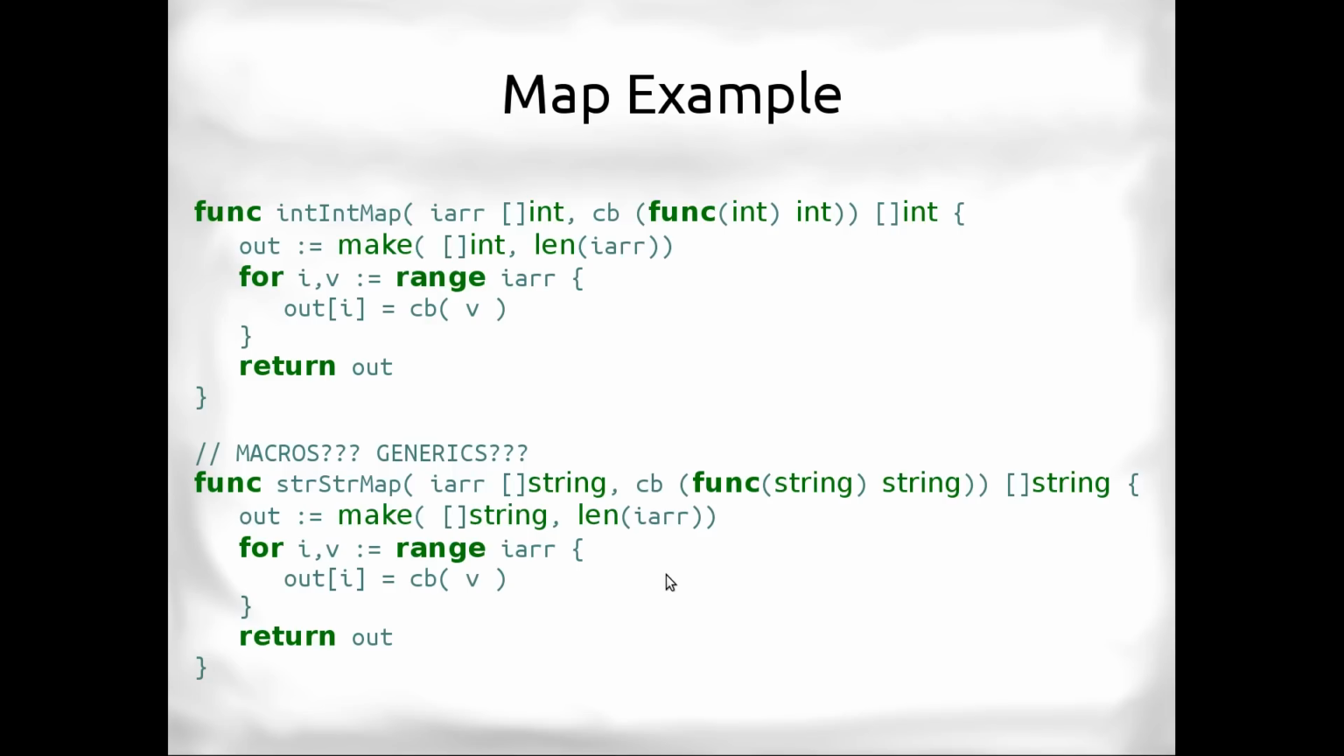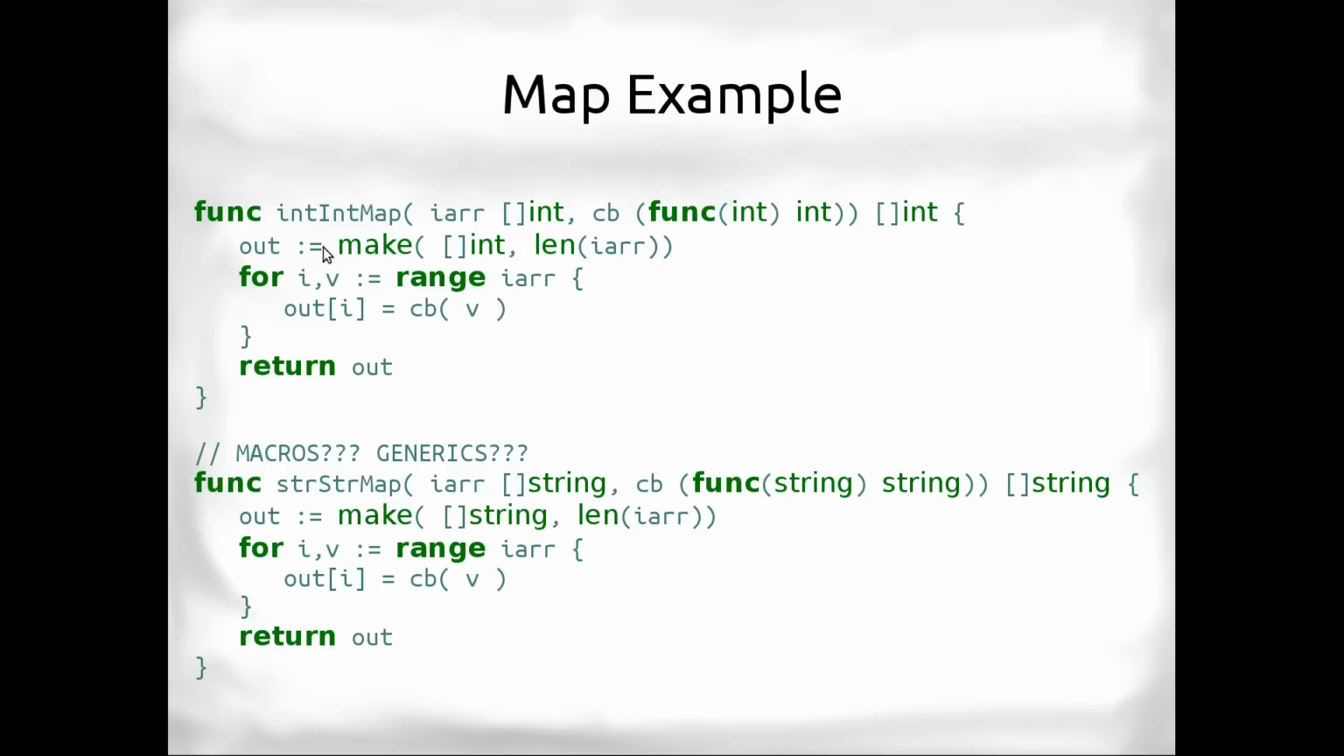So what does a map look like in Go? Well, turns out you've got to build it yourself. Here's an example of an integer to integer map. We have a slice of ints, and we have a callback of type int to int: one int parameter, an int return, and then this whole function returns a slice of ints.